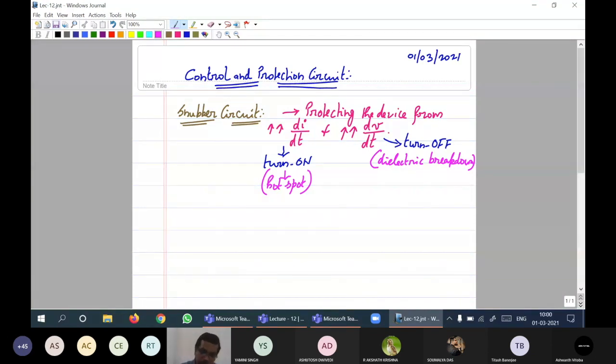Now, how do we protect this? Very simple. We know that an inductor is going to oppose a sudden change in current, and a capacitor is going to oppose a sudden change in voltage. So we add an inductor in series for protecting against di by dt. We add a capacitor in parallel to protect the device against dv by dt. That's all. Very simple process. But there has to be a small damping resistor because the capacitor is going to discharge. So there has to be a small time constant involved, else the device is going to puncture. So that is the process that happens.